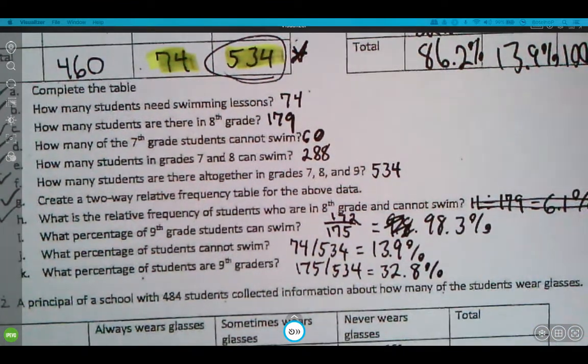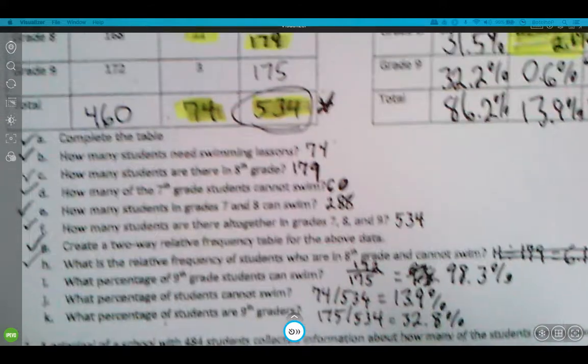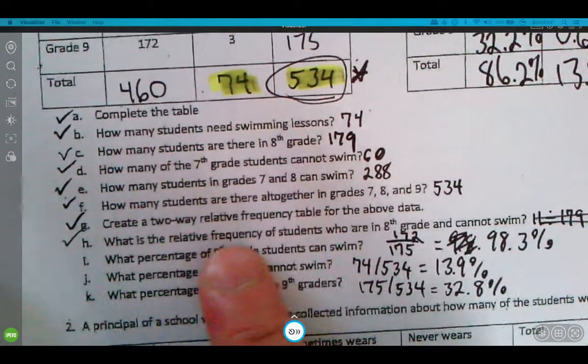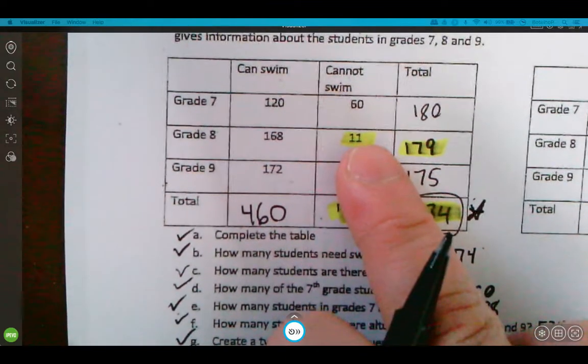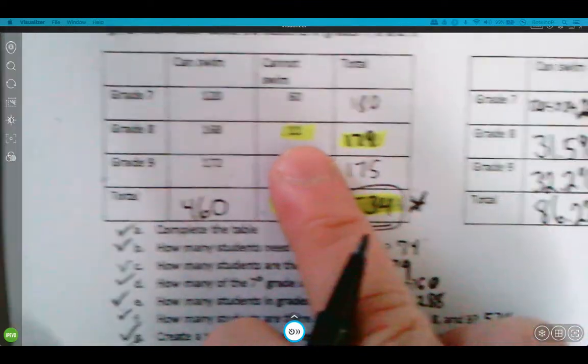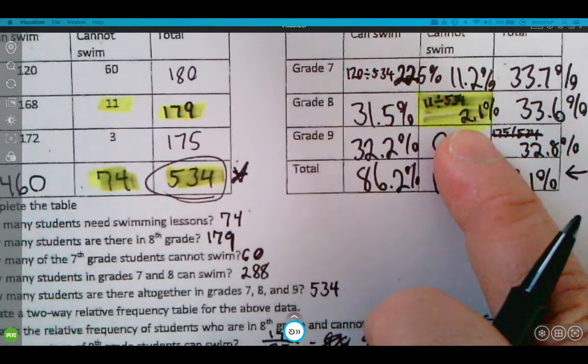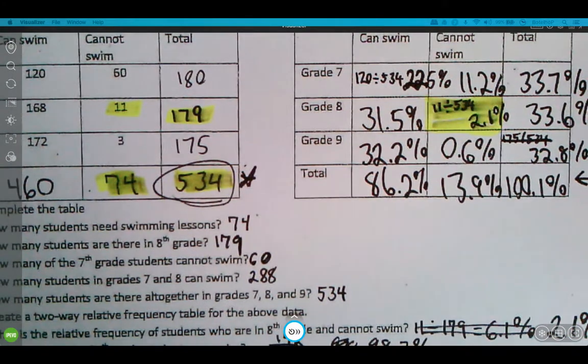Okay. So again, I apologize. My main mistake in this part of the video was relative frequency of students in 8th graders that cannot swim. 8th graders that cannot swim, relative frequency. It wasn't specific to compare it to anything else. It should have just been 2.1%.